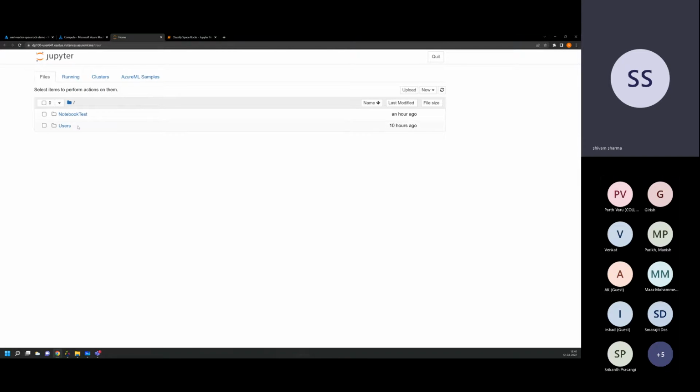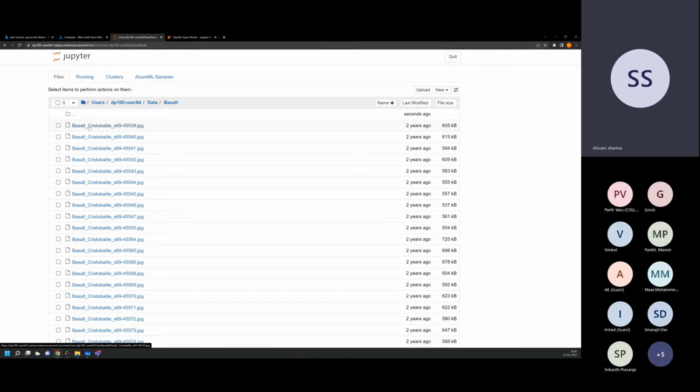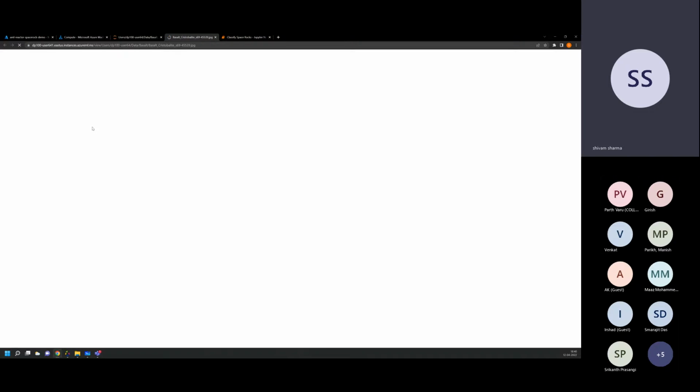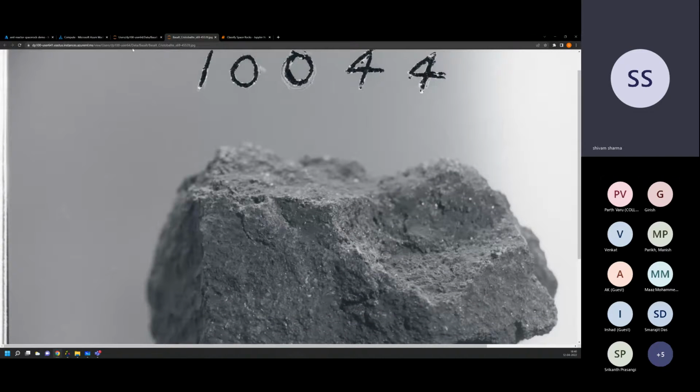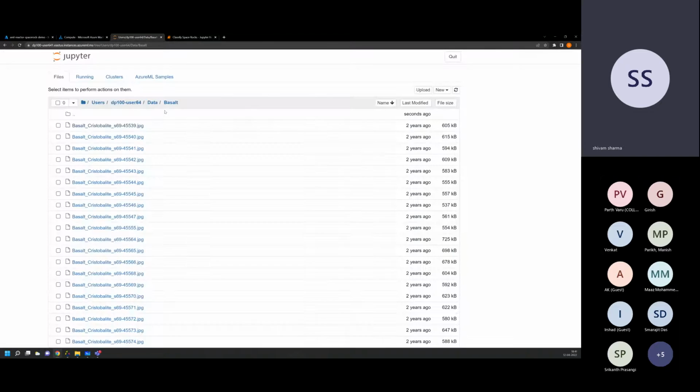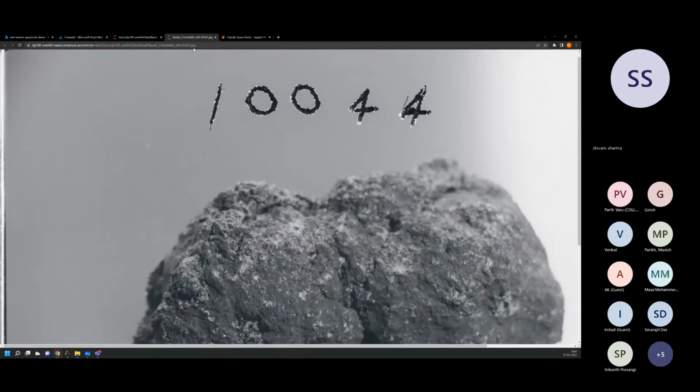This is my Jupyter Notebook, and it's basically running in that GPU machine which I just showed you. It's the same things that are there. If I show you the data, there are two classes which we are using right now in this example: basalt and the highland rocks, right? So if I click on any one of them, I should be able to show you the images as well. The image is pretty big, but this is one of the images. So these are the images over here which we are using.